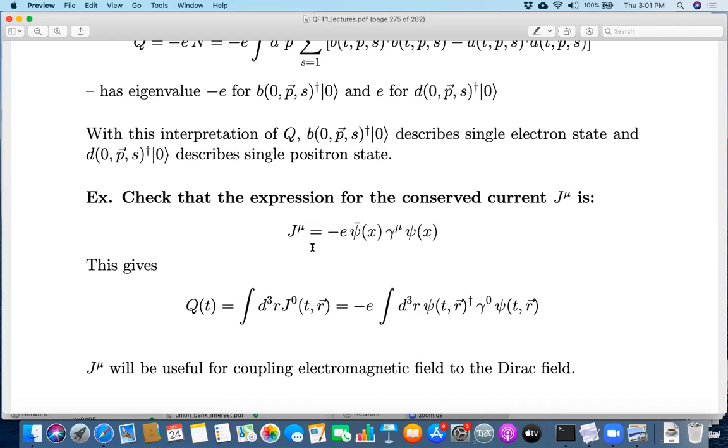Also, is this a generic feature of gauge theories that it's in the Lagrangian? Sorry, Kaustuv, your voice is getting cut.